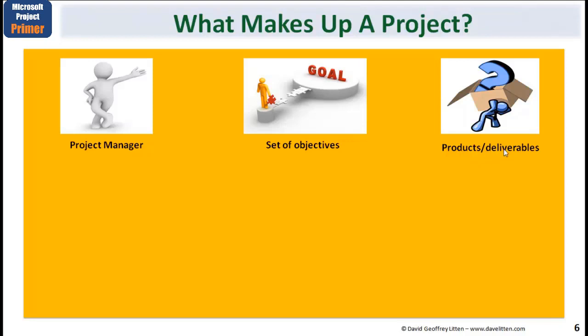And I want to clarify the difference between a task and a product or deliverable. A task is normally written as a noun and a verb. Dig hole, make breakfast, write a report. Whereas a deliverable is a noun or outcome. New help desk, as an example.